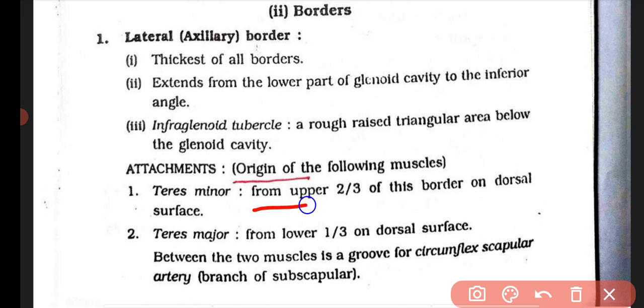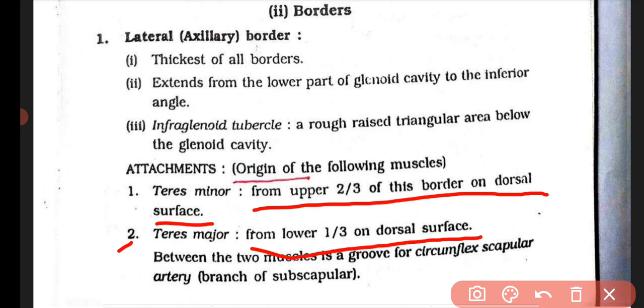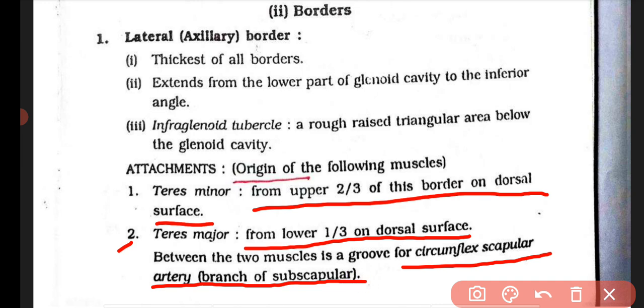Teres minor muscle from the upper two-thirds of this border on the dorsal surface also. Teres major from the lower one-third of the dorsal surface. Between the two muscles is a groove for the circumflex scapular artery, which is a branch of the subscapular artery.